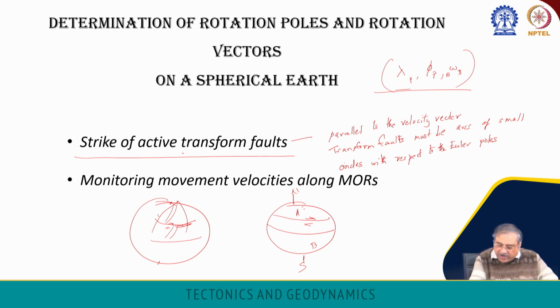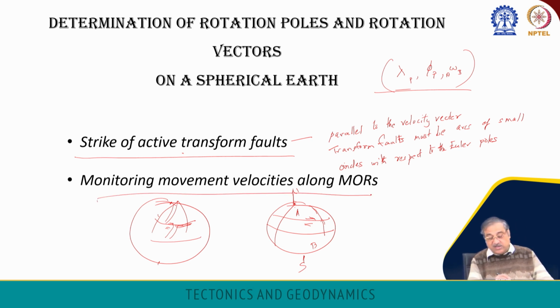Then we know that to find out, suppose I did not know the position of the Euler poles, I can simply draw a great circle on the surface of the earth, perpendicular to the transform fault here, another one perpendicular to the transform fault here, and where they intersect would give me the location of my Euler poles. So, the strikes of active transform faults are the easiest way to find the location of an Euler pole of rotation.